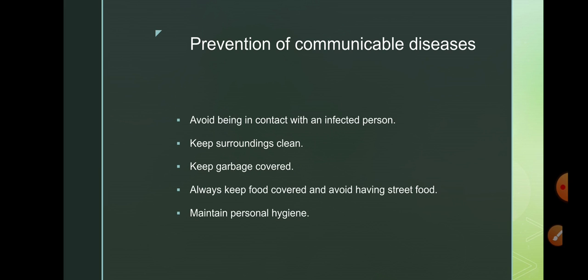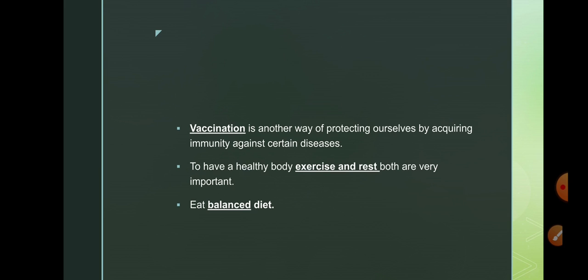Maintain personal hygiene. What is the meaning of personal hygiene? Personal hygiene means we must always take care of our body. We must wash our body thoroughly and keep ourselves clean. You must trim your nails, as dirt under the nails may contain germs, which can be transferred while eating or cooking food. Vaccination is also a way in which diseases can be prevented. We must do exercise and rest, both are very important. And at last, one important thing is to eat a balanced diet.